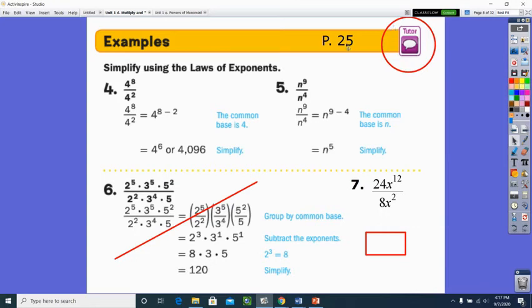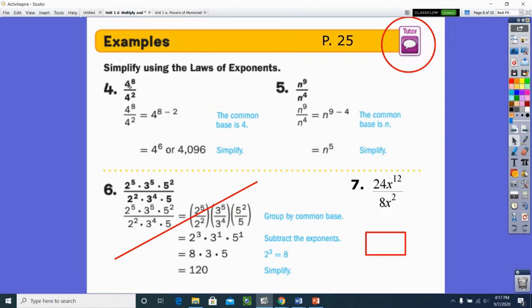Okay, so here's another example on page 25. You're going to see 4, 5, 6, and 7. I crossed out 6 because this example often just visually confuses students, and it's not worth that. So we're just going to cancel that one out. We're going to look at 4, 5, and 7.